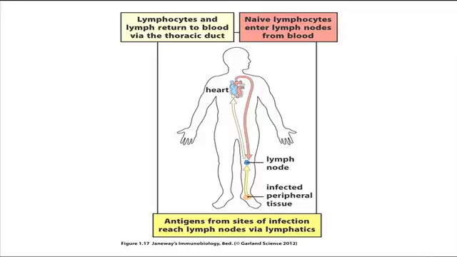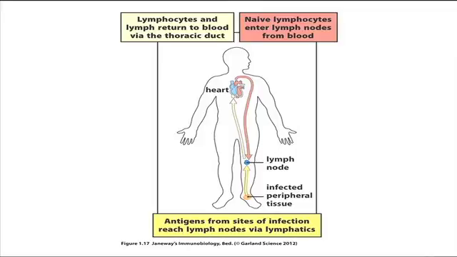So at the bottom, you see antigens from sites of infection reach lymph nodes by lymphatics. And you can see that this individual has what looks like an infection on maybe the medial side of the ankle, and that infected material is draining to the lymph node. We're going to talk about the encounter of the T cell with antigen and how that works later. But right now, let's just keep a focus on how the lymphocyte moves throughout the body.